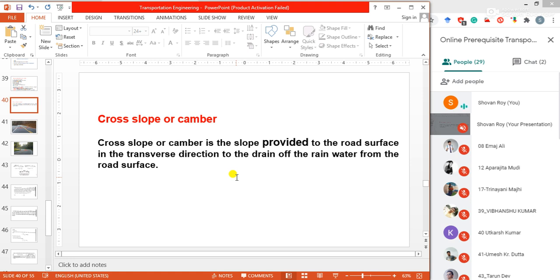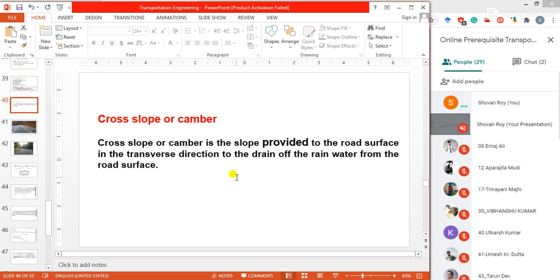Because the drainage and quick disposal of water from the pavement surface by providing cross slope is considered important for some reasons. What are the reasons? Number 1, to prevent the entry of surface water into the subgrade soil through pavement, because the stability, surface condition and the life of the pavement get adversely affected if the water enters into the subgrade and the soil gets soaked.